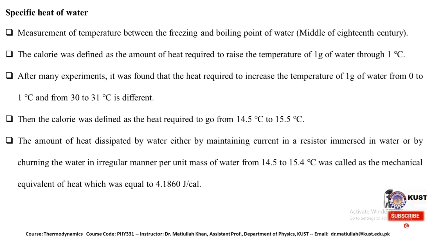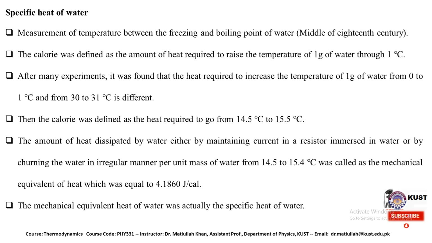The amount of heat dissipated by water, either by maintaining a current in a resistor that is immersed in water, or in other case by churning the water in an irregular manner, per unit mass of water from 14.5 to 15.5 degree C, was actually called the mechanical equivalent of heat. It was called the mechanical equivalent of heat, and its magnitude was equal to 4.160 joule per calorie. So this mechanical equivalent of heat is actually the calorie.